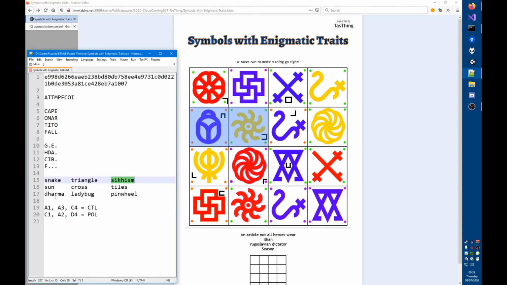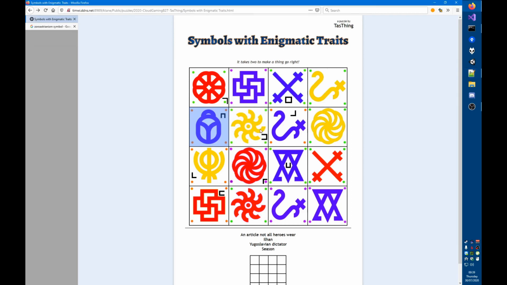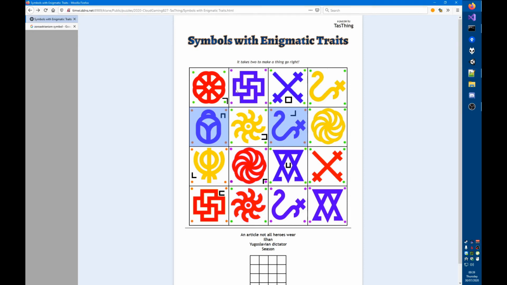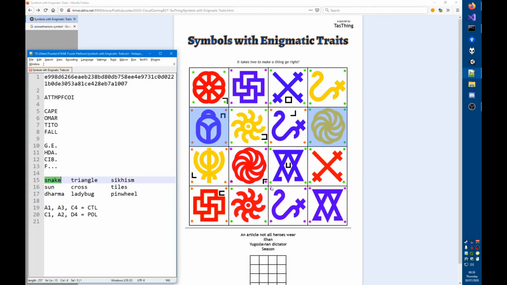Alright. Ladybug and sun requires Sikhism, and we don't have that in red. Ladybug and snake, that requires tiles. We have that here, but the dots don't match, and also I'm looking for things below. So, ladybug and pinwheel requires Dharma.